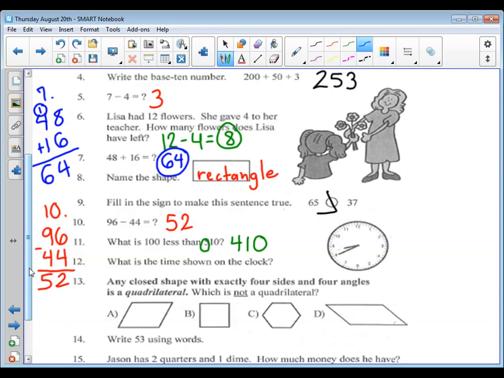For question 12, it says, what is the time shown on the clock? I always look for my shorter hand because that represents our hour. Right here, we are at 8. It's between 8 and 9 o'clock. It's not quite at 9 o'clock, so it is still 8 as our hour.